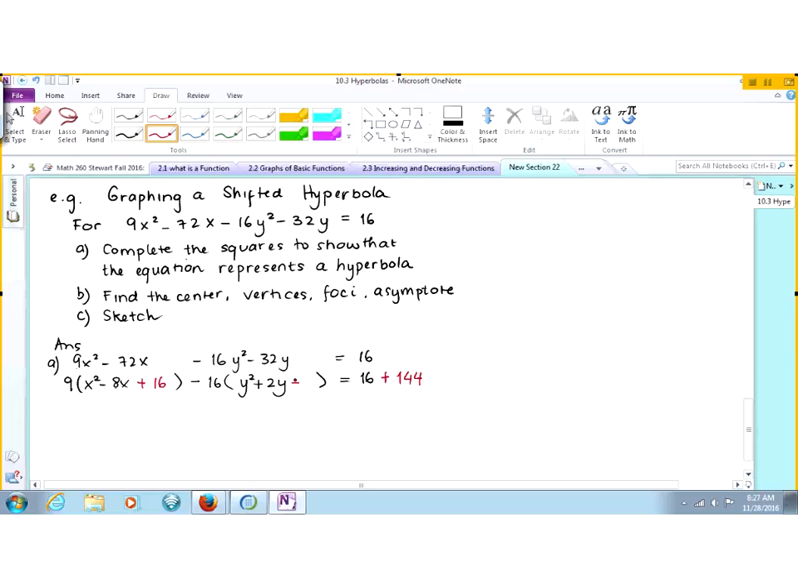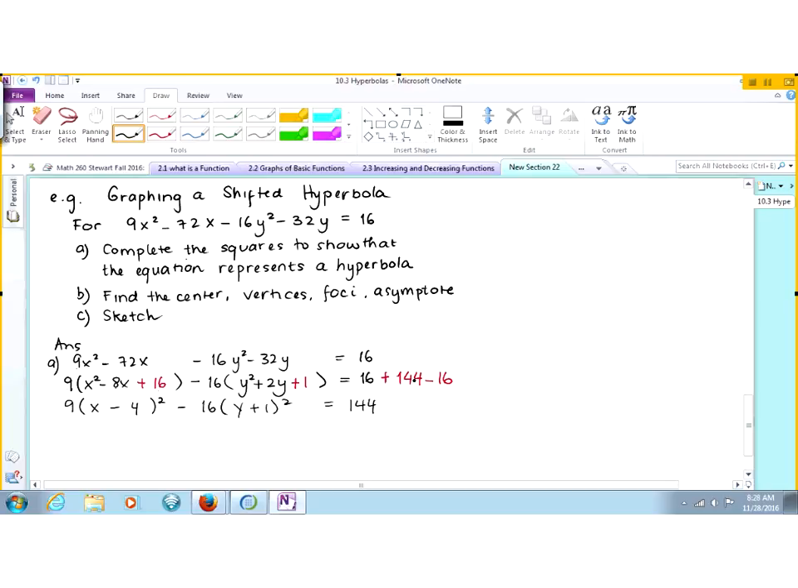Okay. Now, what am I adding here? Plus 1. Is this the real one or a fake one? Fake one. So what is this actually? Negative 16. So what am I supposed to do here? Minus 16 also. So this is a fake 1, this is a fake 16. Supposed to be 9 times 16. So then we have 9 times x minus 4 squared minus 16 times y plus 1 squared is equal to?